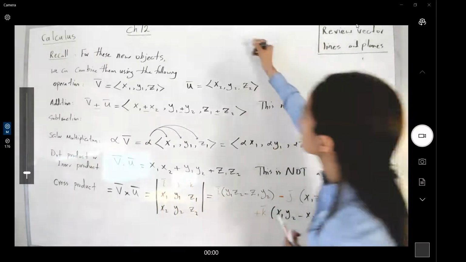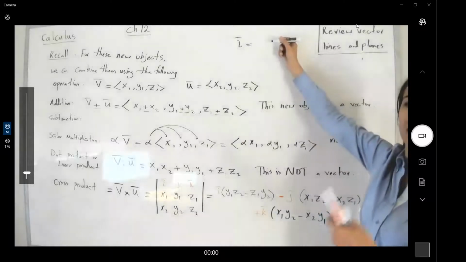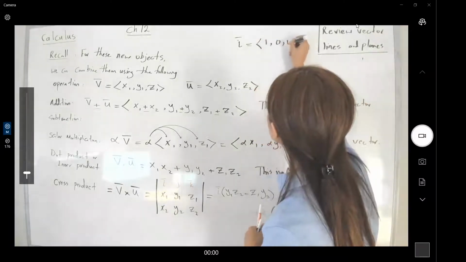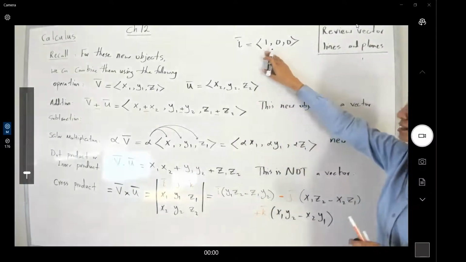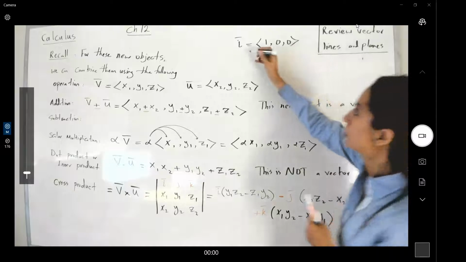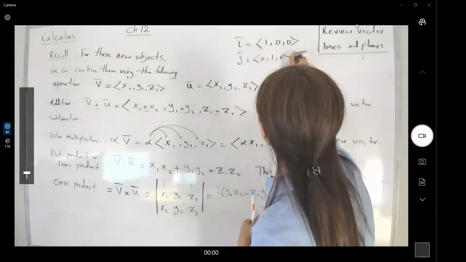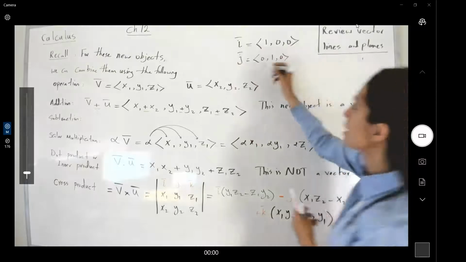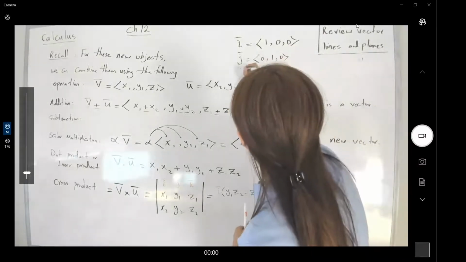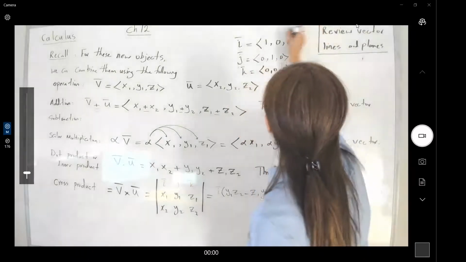We call that i is a unit vector. It means that the length of the vector is 1, and this is denoted by (1, 0, 0). This vector is the vector that we use to represent the x-axis. j is vector (0, 1, 0), representing the y-axis, and the z-axis is represented by k, which is (0, 0, 1).